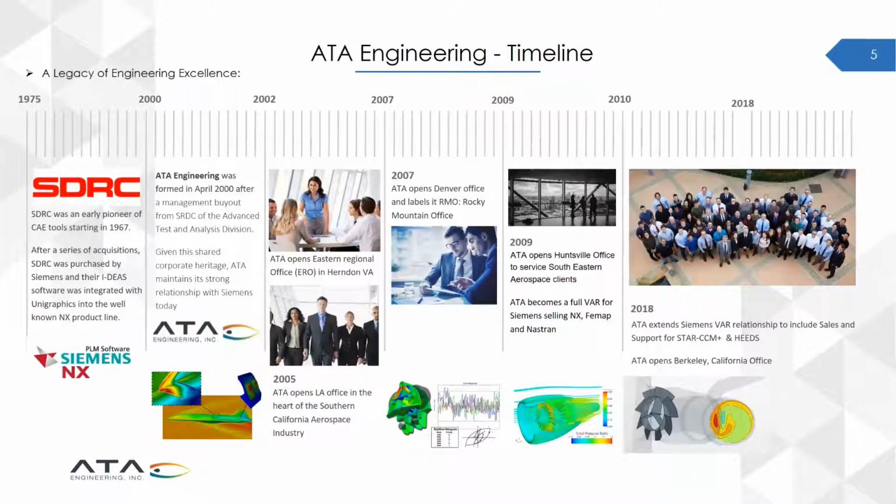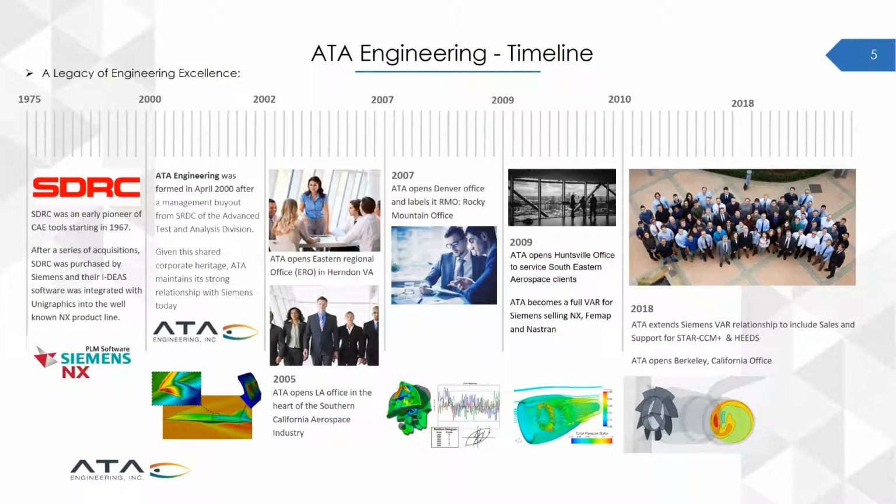And a lot of people aren't familiar with ATA and its history, but basically we came out of what used to be STAR-CCM from Cincinnati, and during the 70s and 80s and 90s there were a lot of shifts in the market and various people purchased STAR-CCM. And in 2000, out of that, ATA Engineering was born as the test and analysis division of STAR-CCM. Then became ATA Engineering. And since then we've grown considerably, opening a new office in LA in 2005, 2007 we opened a Denver office, 2009 a Huntsville office, and then in the last year we opened a Berkeley, California office.